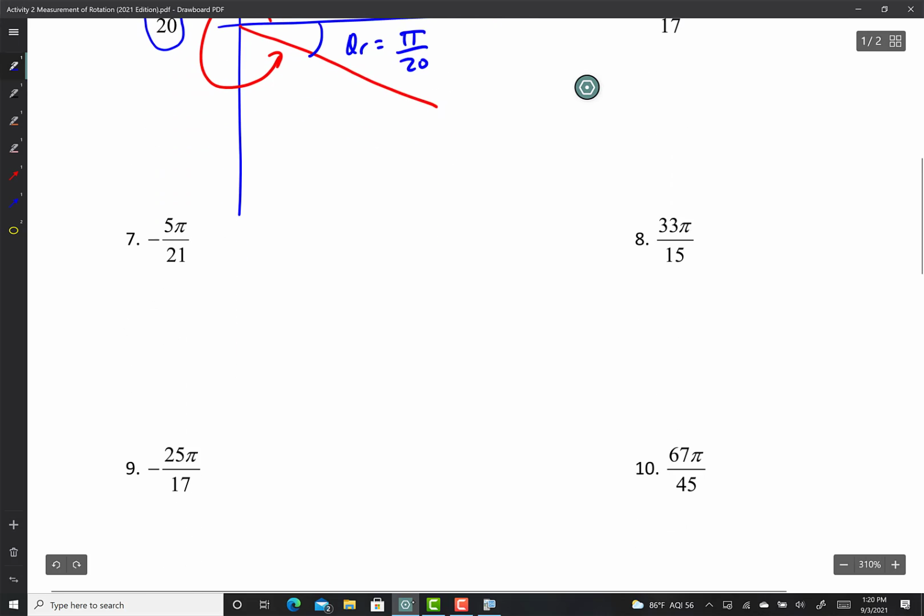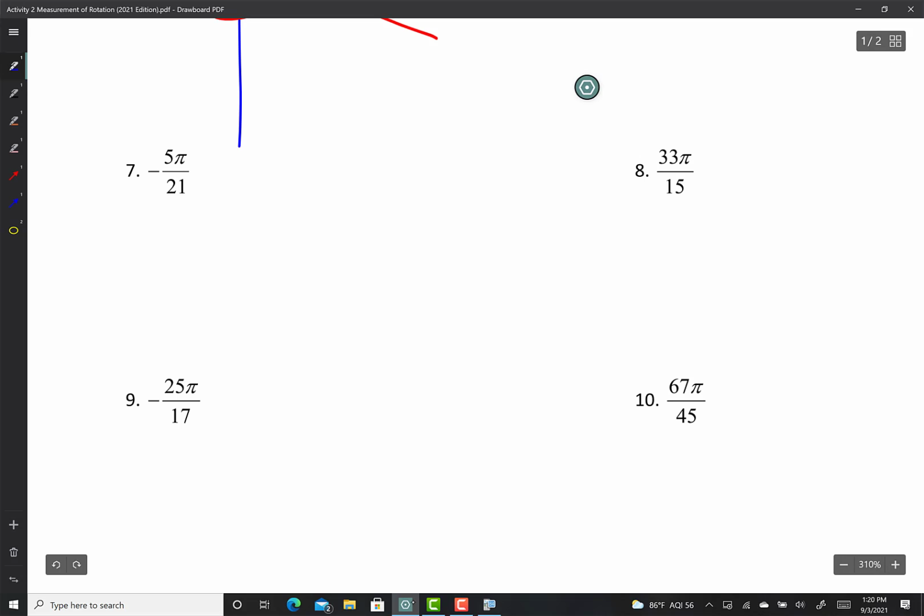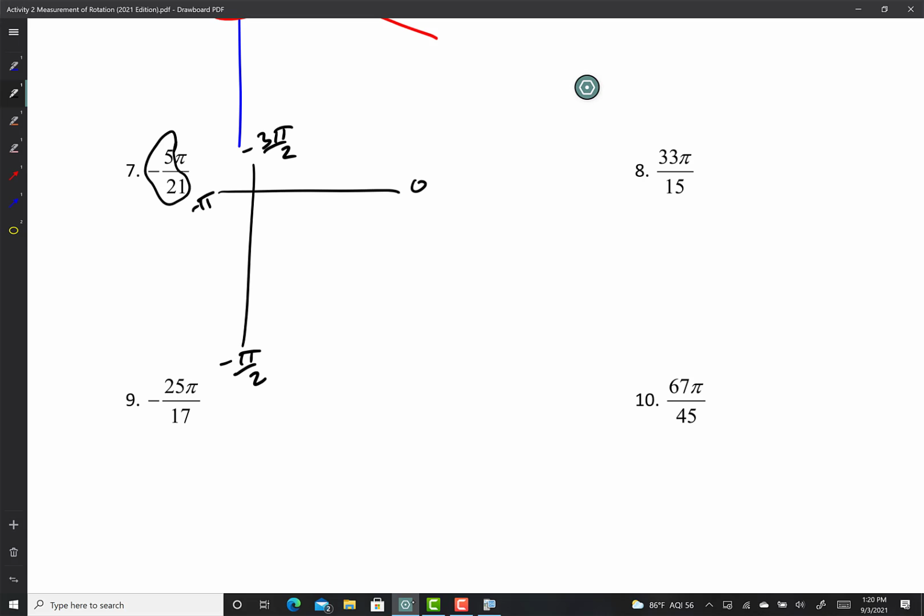Uh-oh, we have a negative one. Relax. This is going to be in quadrant 4 because 5 over 21 is smaller than a half. So there is quadrant 4: 0, negative pi over 2, negative pi, negative 3 pi over 2, in case you want to label. And this one's probably closer to the x-axis. Doesn't have to be perfect. Probably right there, like so. That right there, this angle in that direction, is a negative 5 pi over 21.